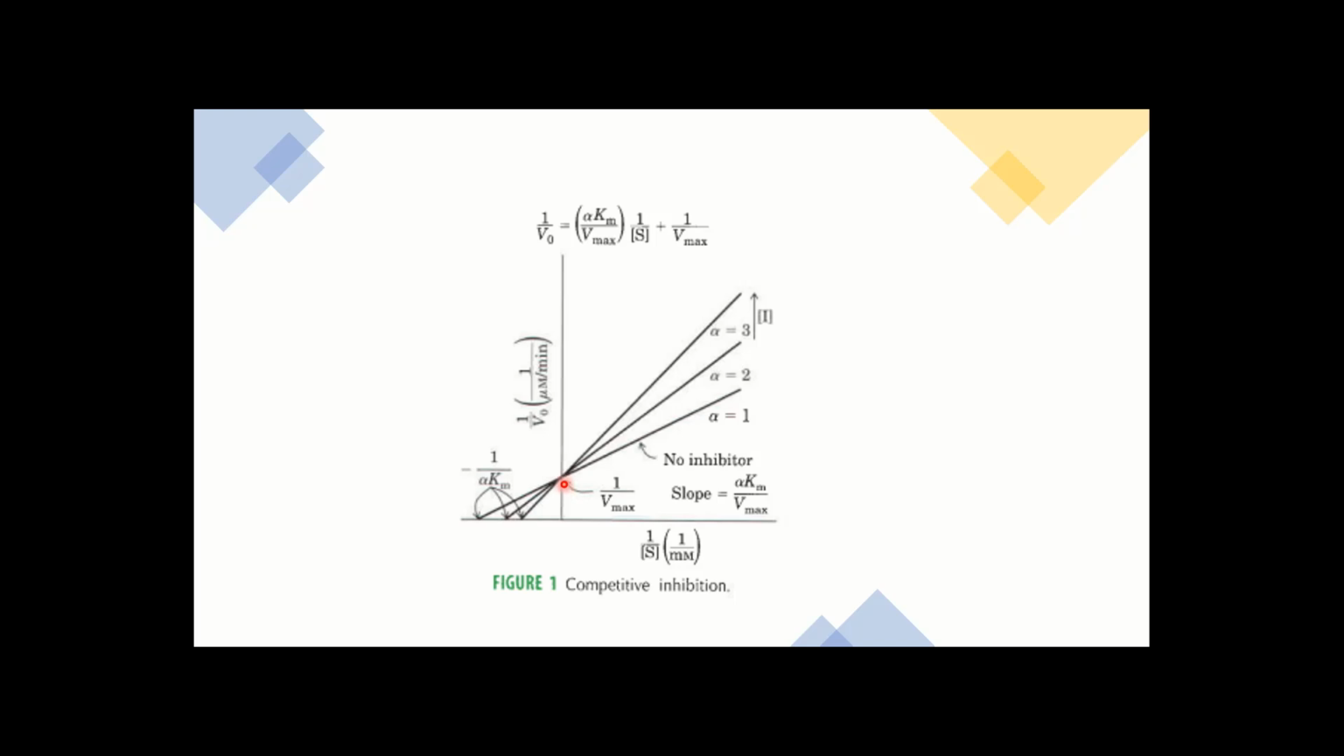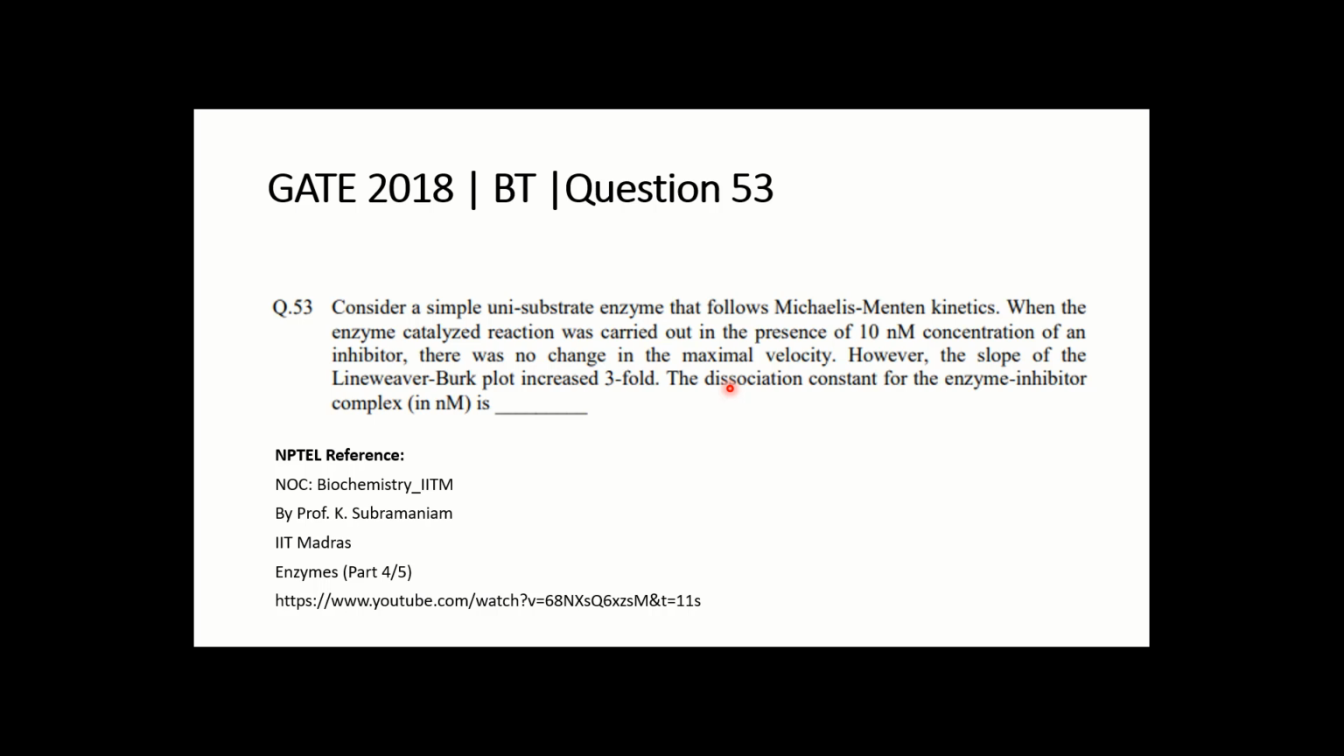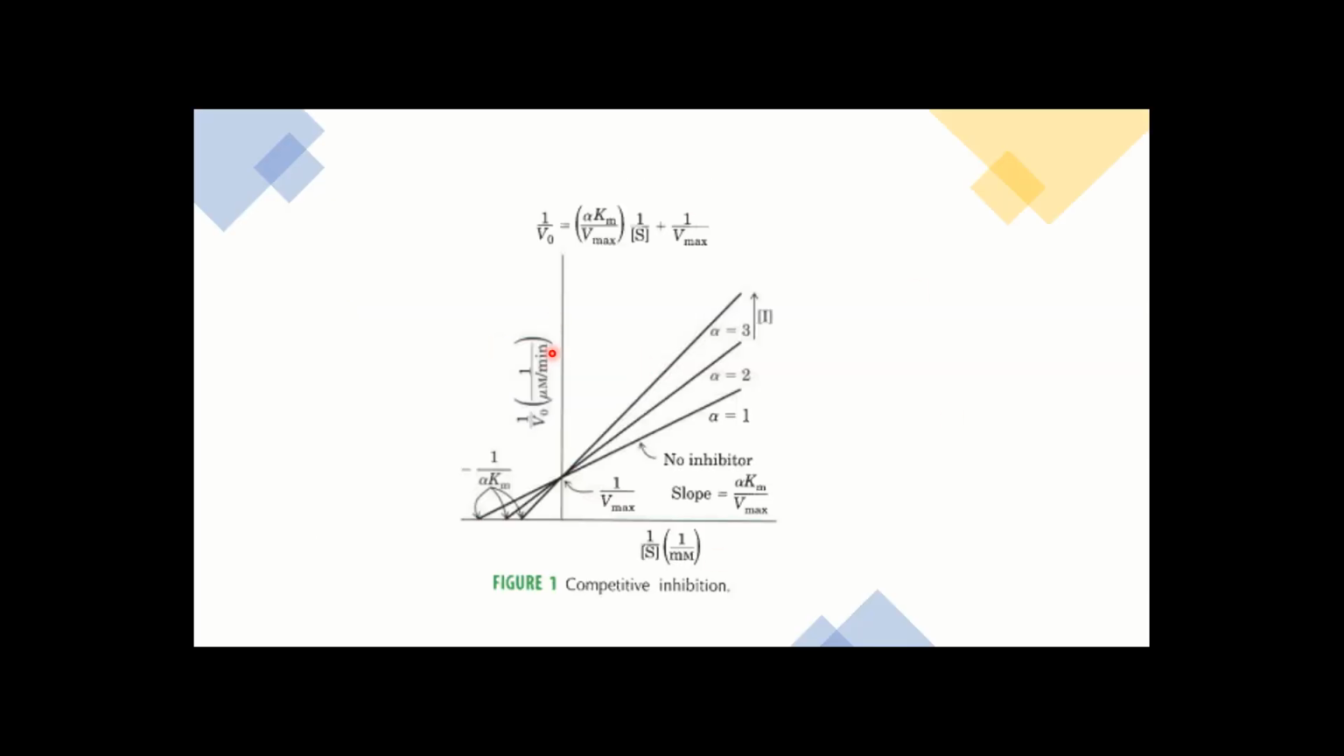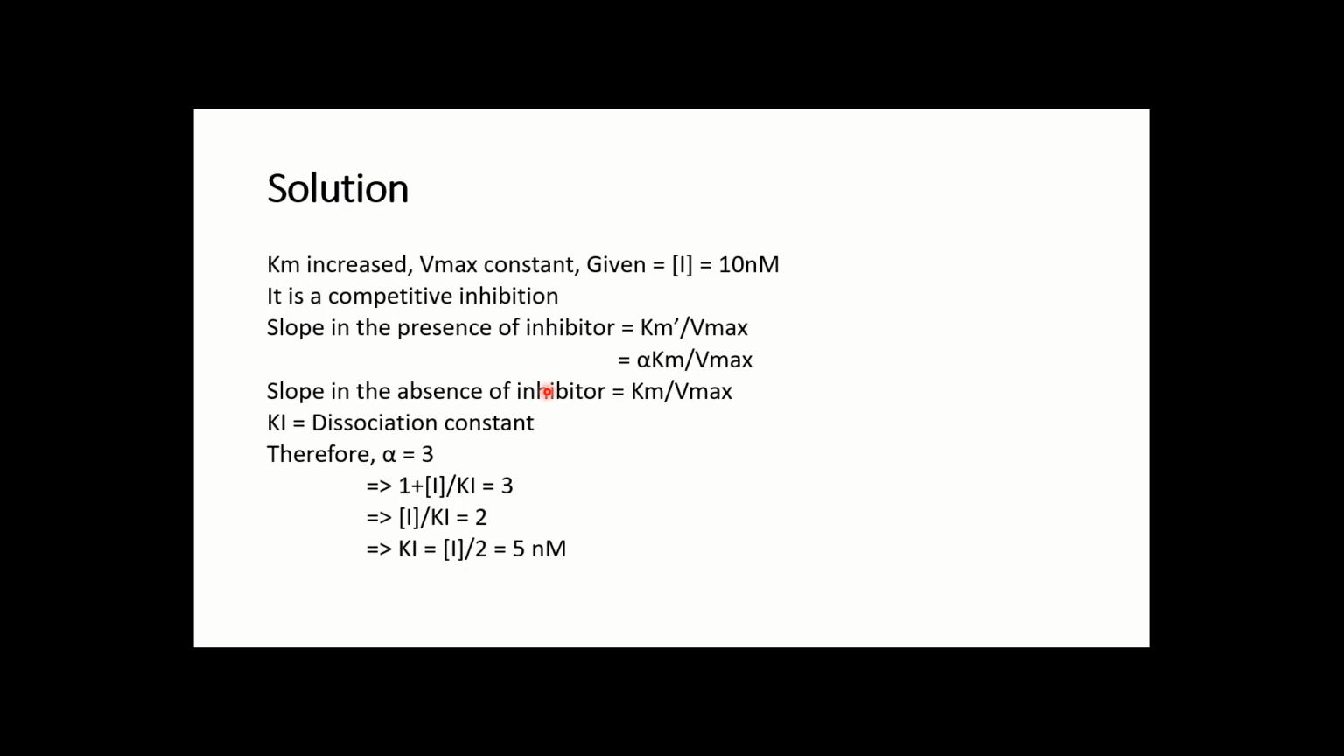So according to your question, there was no change in the maximum velocity or Vmax, but the slope of the LB plot was increased. That means this is a case of competitive inhibition. From this plot we can see that Km is getting increased and Vmax remains constant. So it is a case of the competitive inhibition, and it is given that the concentration of the inhibitor is 10 nanomolar.